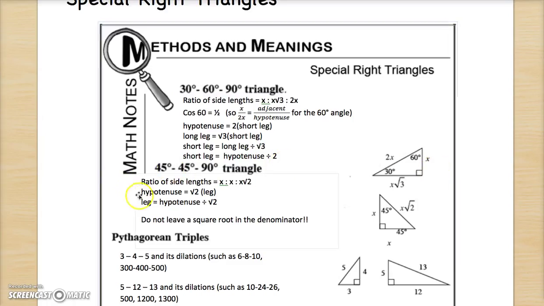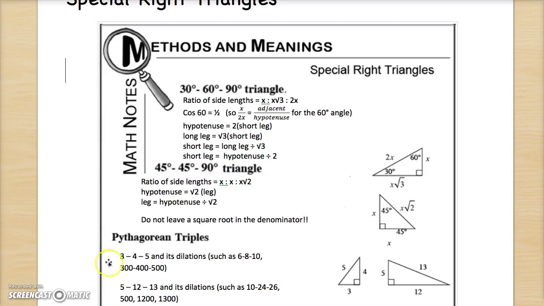The 45, 45, 90 ratio of side lengths is x to x to x square root of 2. Hypotenuse is the square root of 2 times a leg, and the leg is the hypotenuse divided by the square root of 2. Remember, on both of these, do not leave a square root in the denominator. We're going to write in a little below this about rationalizing the denominator.